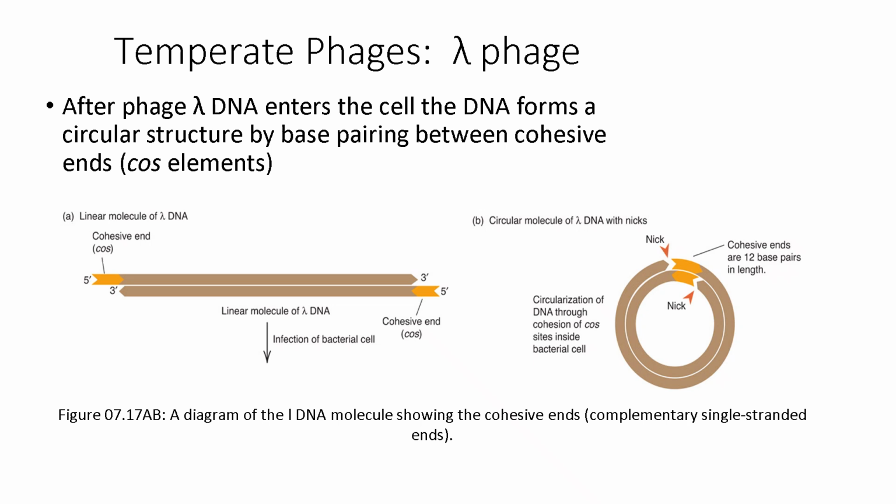After lambda phage DNA enters the host cell, it forms a circular structure by base pairing between its cohesive ends, called cos elements.